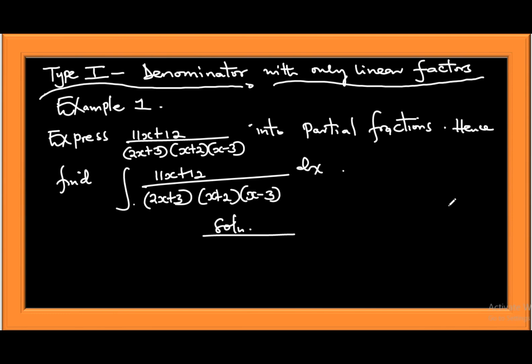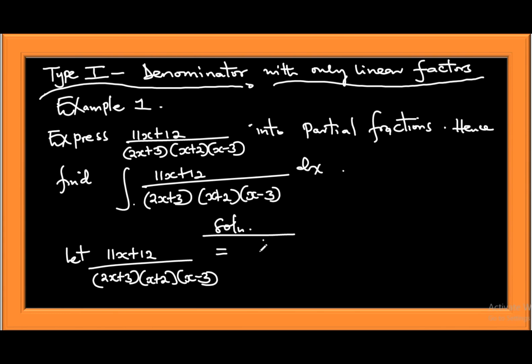So what do we do with this? We begin by letting (11x plus 12) divided by (2x plus 3)(x plus 2)(x minus 3) be equal, or we can use an equivalent sign, to A divided by our first factor, which is 2x plus 3, plus B divided by the second factor, which is x plus 2, and then finally C divided by the third factor, which is x minus 3. A, B and C are just constants, unknown, which we shall look for.